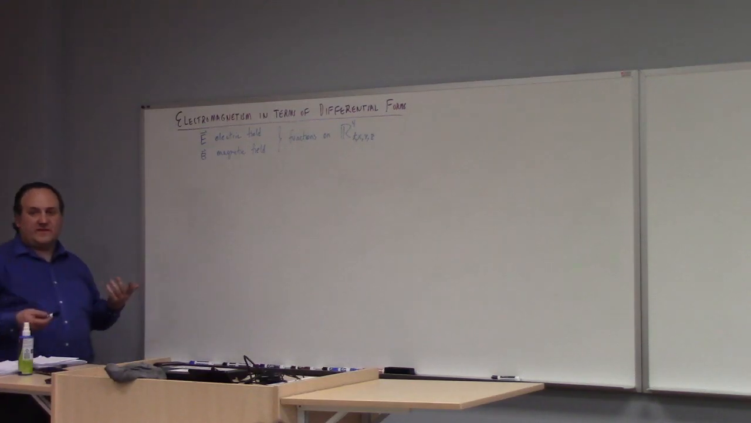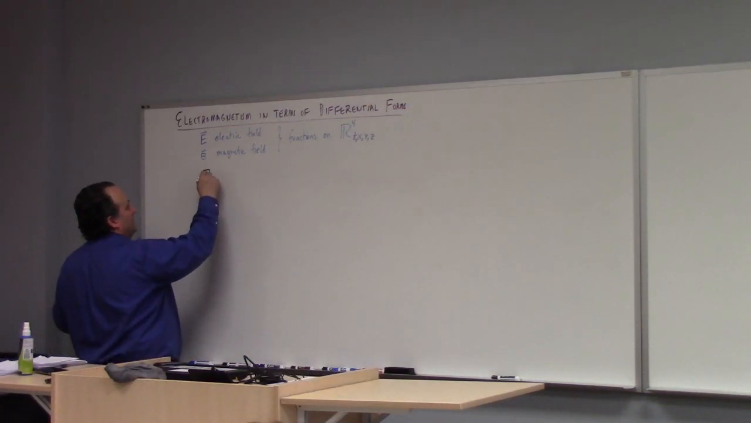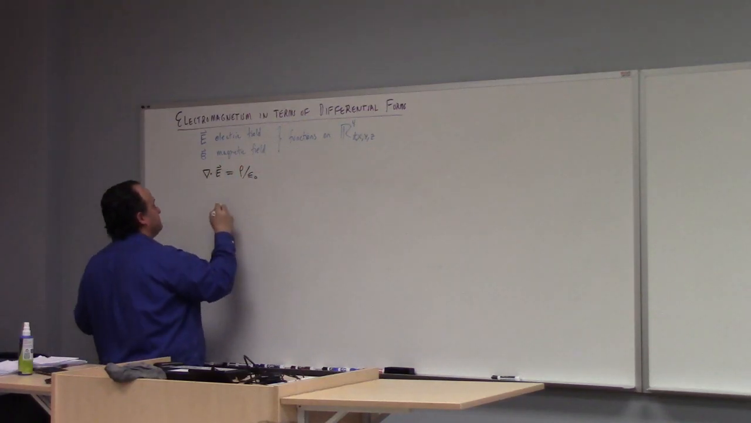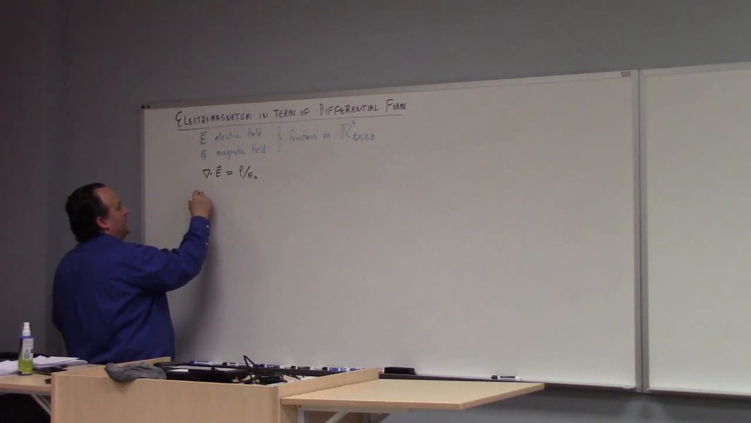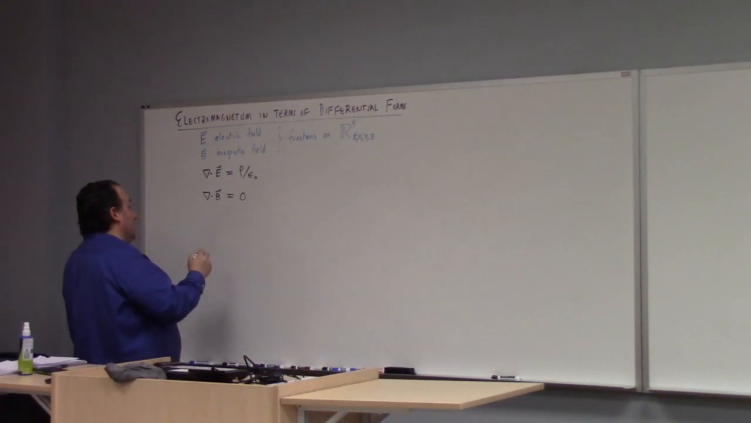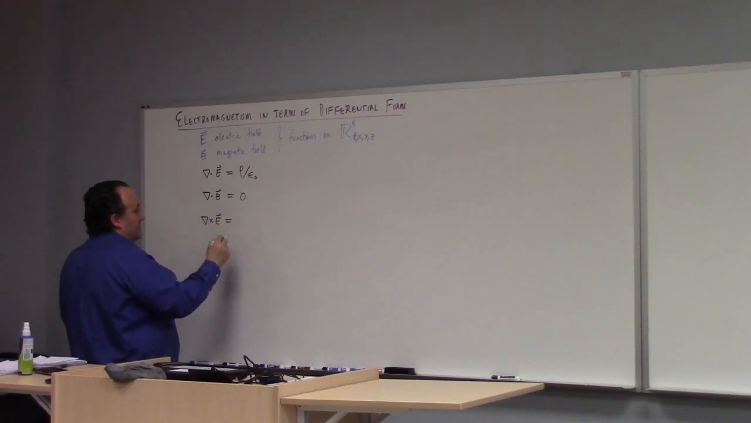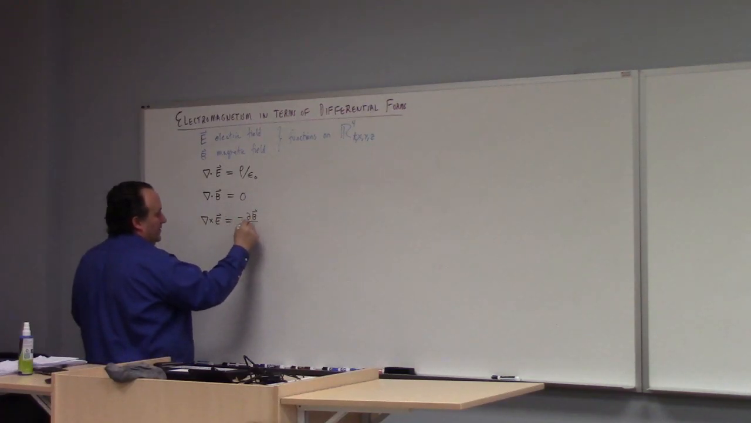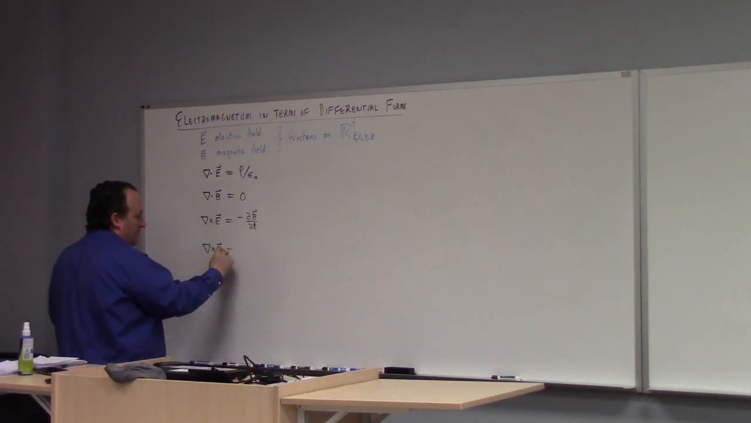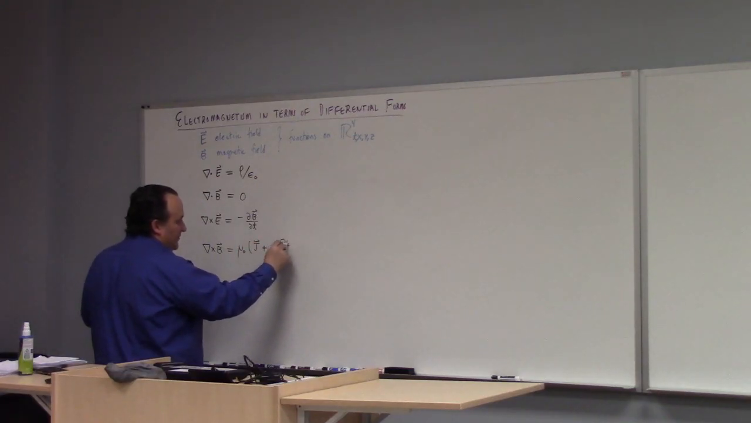Anyway, these have to satisfy Maxwell's equations. So Maxwell's equations state that the divergence of the electric field is equal to rho over epsilon naught, and the divergence of the magnetic field is equal to 0. The curl of the electric field is minus partial B partial t, and the curl of the magnetic field is mu naught times the current density plus epsilon naught times partial E partial t.